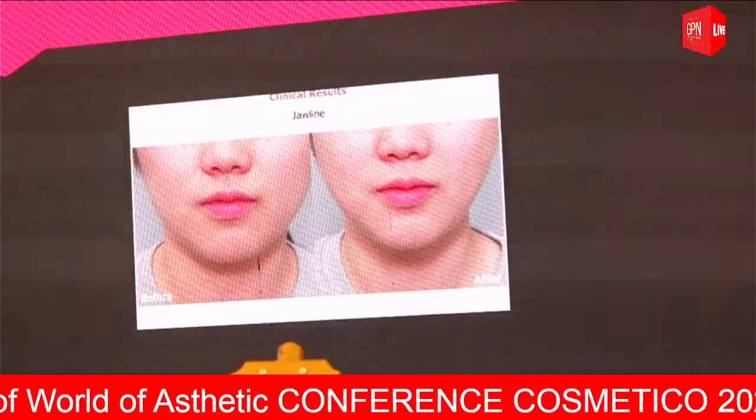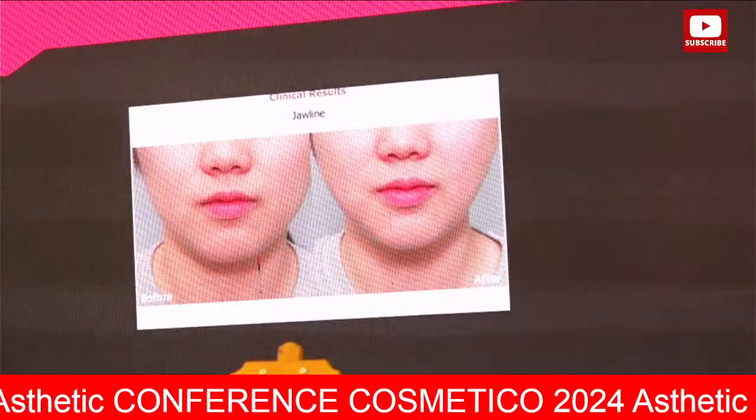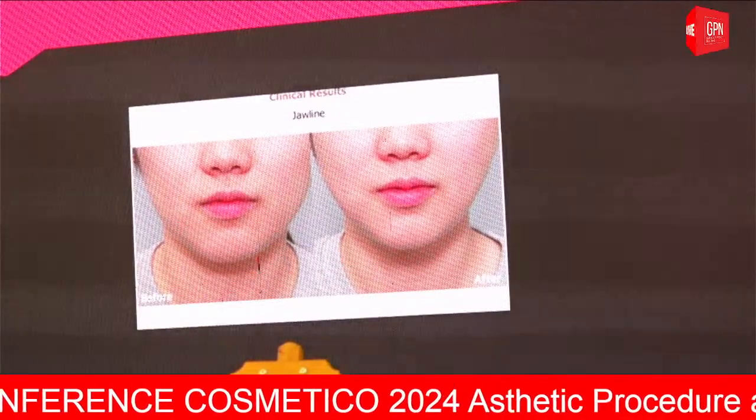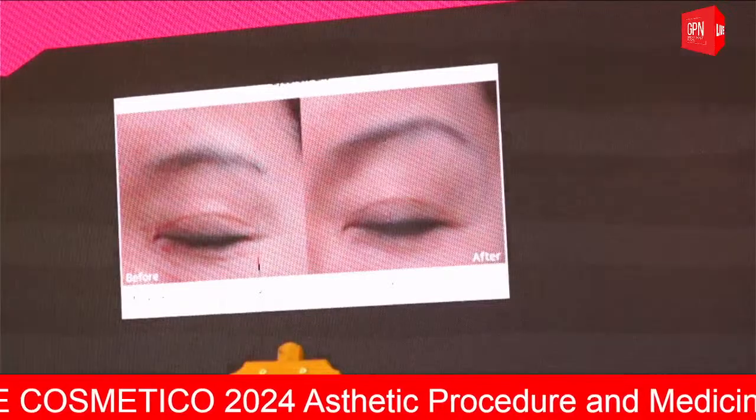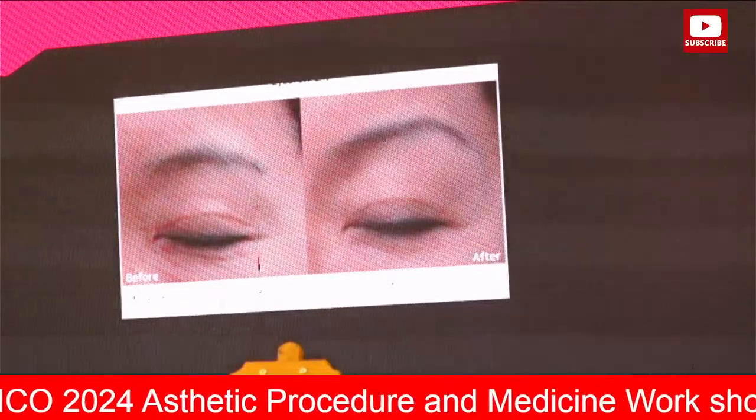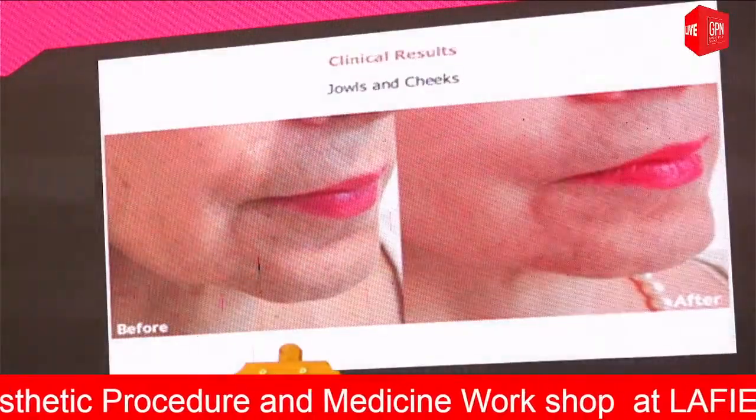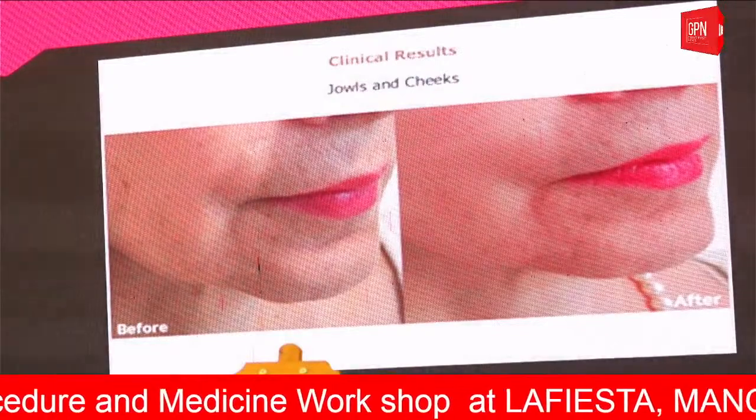See the clinical results from jawlines corrected by this hypotherapy. Eyebrow lift is possible by this hypo. Jowls and cheeks can be corrected by this hypotherapy.